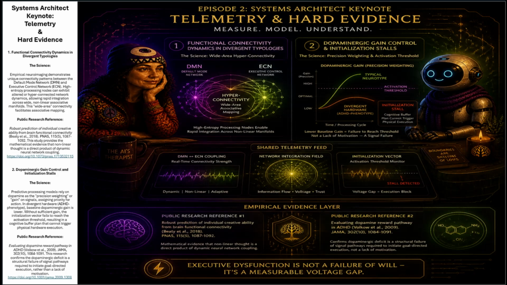Evaluating dopamine reward pathway in ADHD, Volkow et al., 2009. JAMA 302(10), 1084-1091. This research confirms the dopaminergic deficit is a structural failure of signal pathways required to initiate goal-directed execution, rather than a lack of motivation.